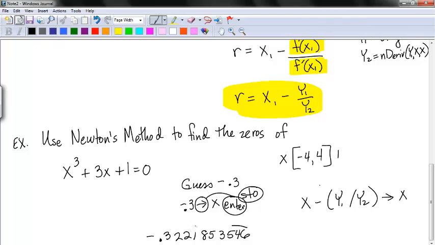So I messed up on this. You have to store this as x. I left that off the formula. Okay, now let's check.